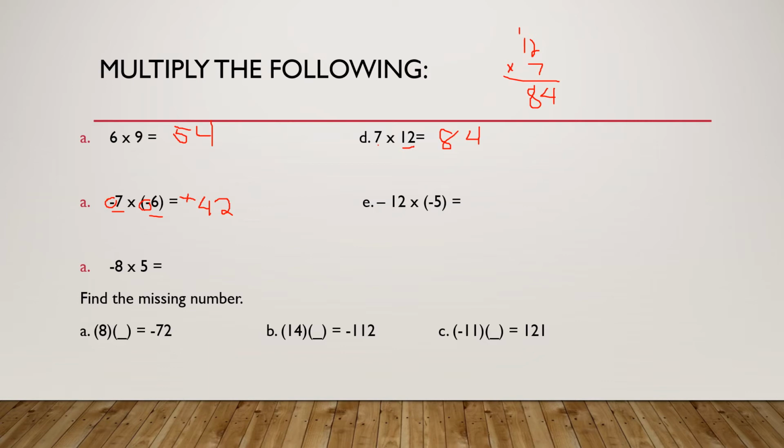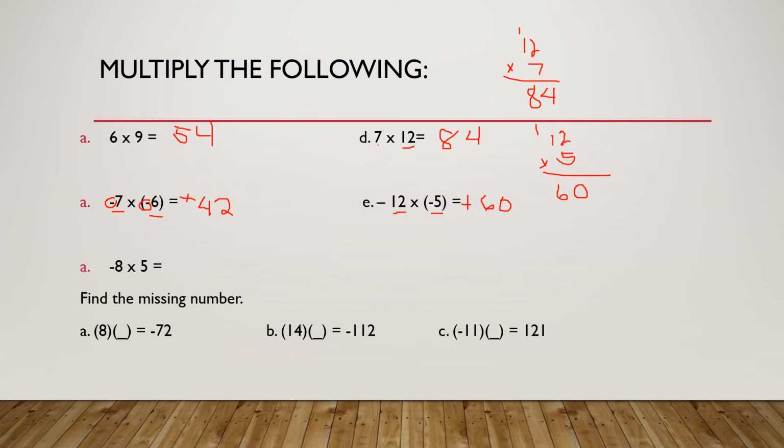Next, we have negative 12 times negative 5. How is that? Since when we multiply two numbers with the same sign, the product is positive, all we do is just multiply 12 times 5. Okay? 5 times 2 is 10. Bring down 0. Carry 1. 5 times 1, 5 plus 1, 6. Therefore, the answer is positive 60.